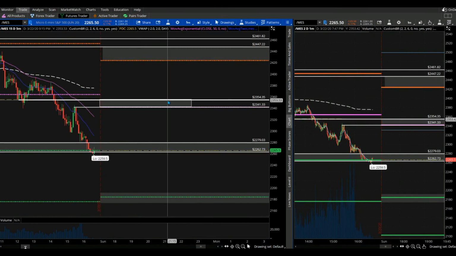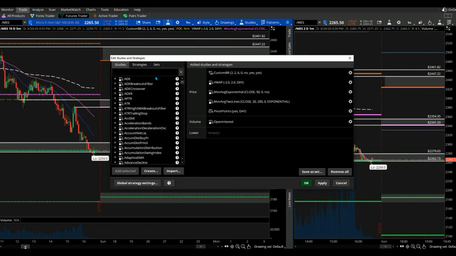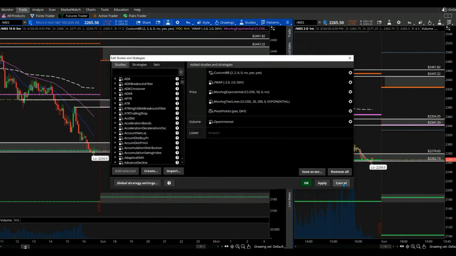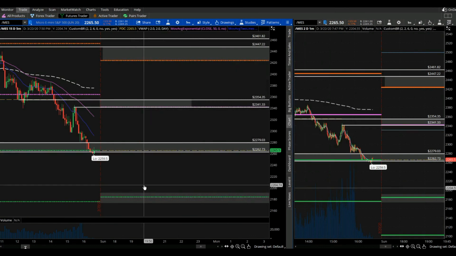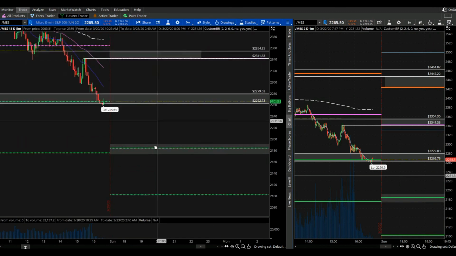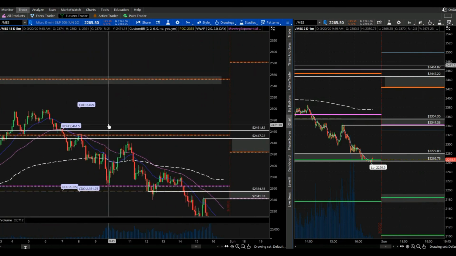So I got my zones set. And if this is something you're interested in doing, just come up here to studies, put your pivot points in, and then you can just say show today only, because if you say no, then you're going to get them for every day all the way back in time. And all I'm interested in is just today. I got my zones, and we'll see what happens.